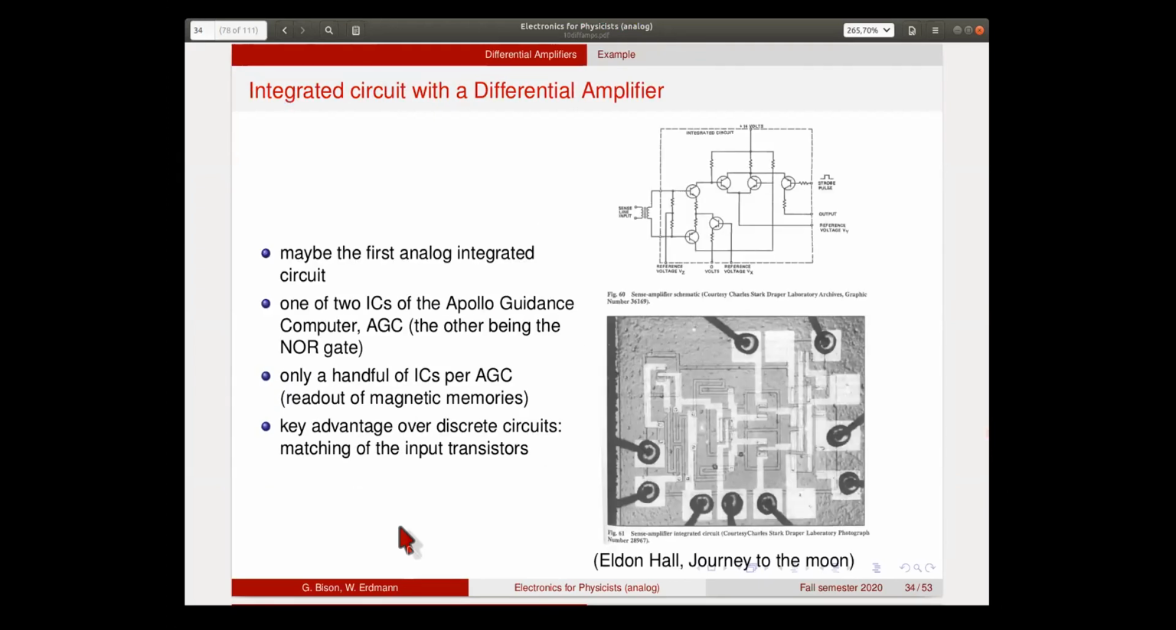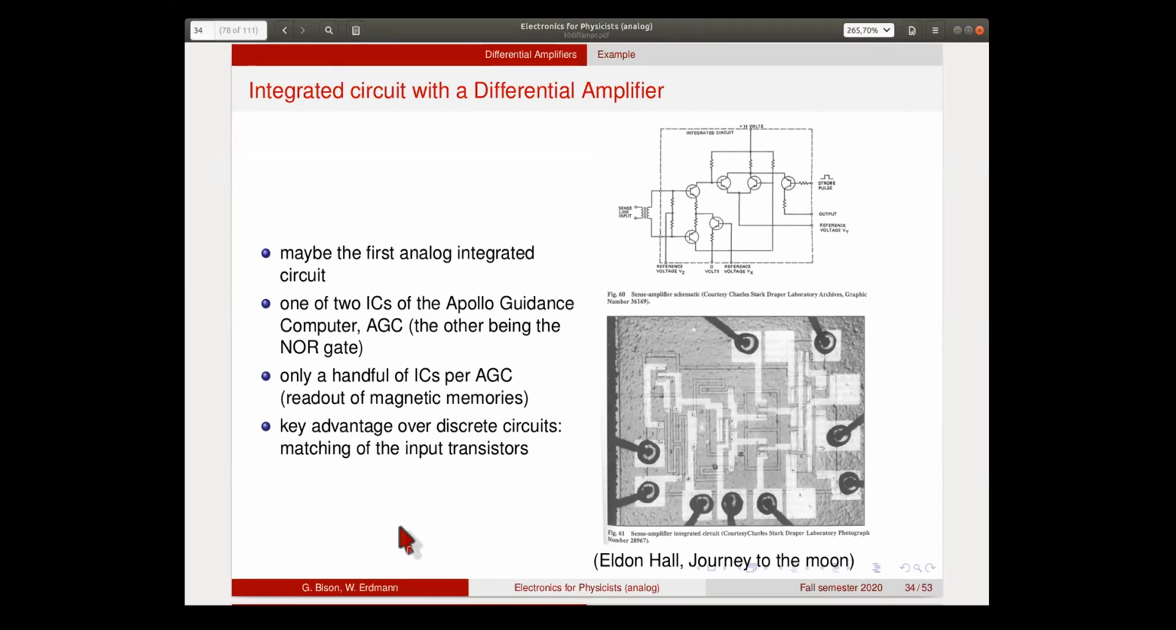So now we'll look at an example of a differential amplifier that has actually been used. It's a historical example, but quite interesting. This was maybe the first analog integrated circuit that was ever made, and it's one of the two integrated circuits that were part of the Apollo guidance computer, AGC. The other one was a logic gate. And the whole computer only needed a handful of these transistors to read out the magnetic memories.